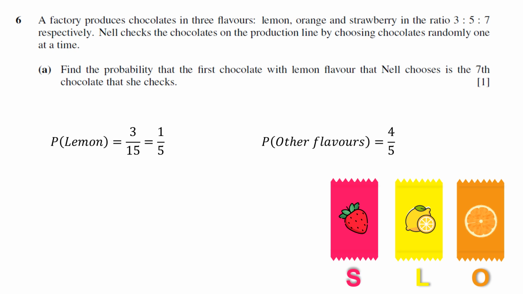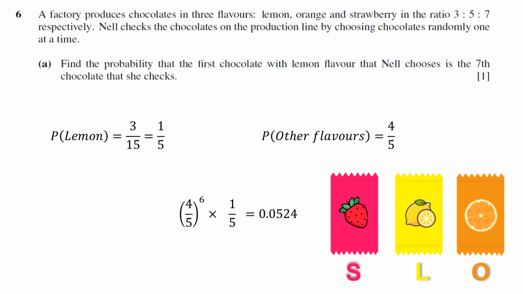So since Neil chooses the lemon flavor on her 7th attempt, this means that she did 6 attempts without getting the lemon flavor. So our probability is going to be 4/5 to the power of 6 multiplied by 1/5, and that will simplify into 0.0524.